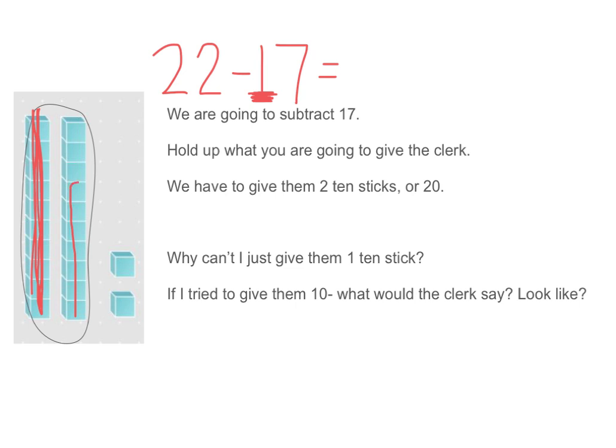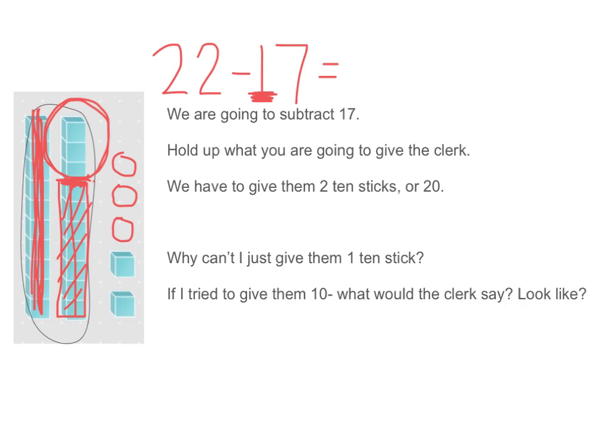So 17's next 10 is 20. I need to give them all of that 10 and 7 here. So they're going to take both 10s and give me the 3 back. So 22 minus 17 equals 5.